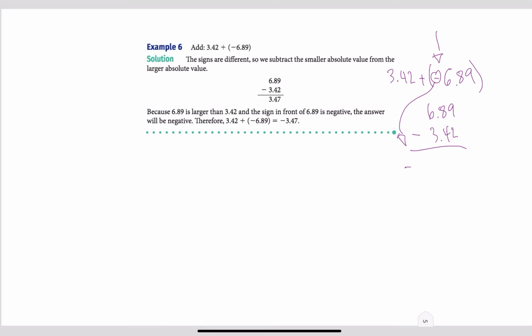Now I can go in and get a precise calculation. 9 minus 2 is 7. 8 minus 4 is 4. Carry my decimal point straight down. 6 minus 3 is 3. So 3.47, but it's negative. And I might have forgotten that if I hadn't decided what the sign of my answer was going to be before I made my calculation.